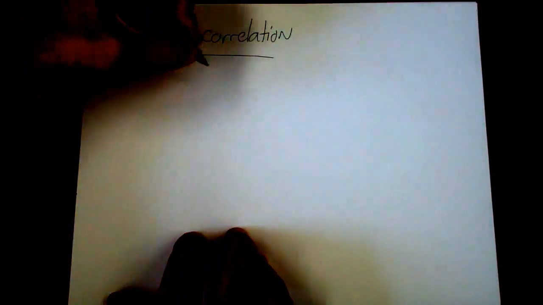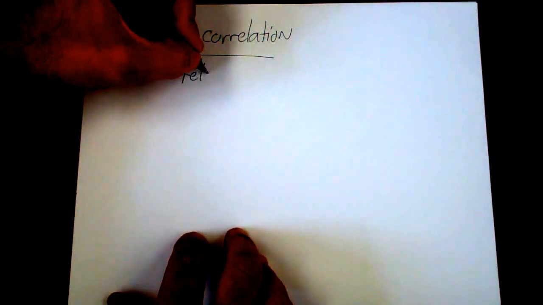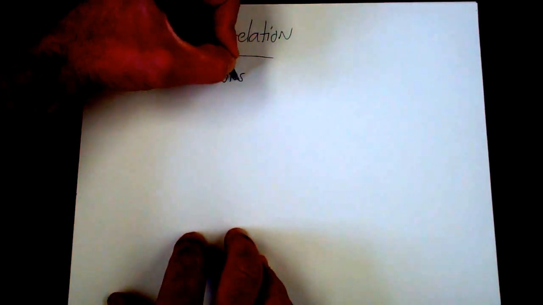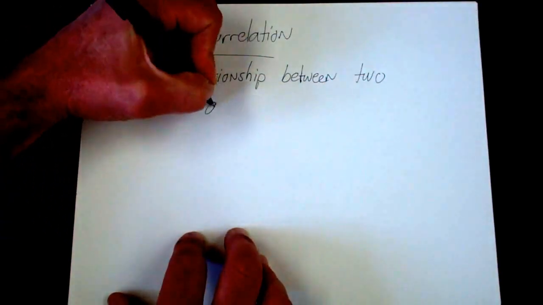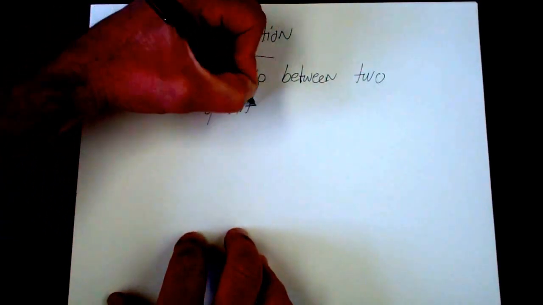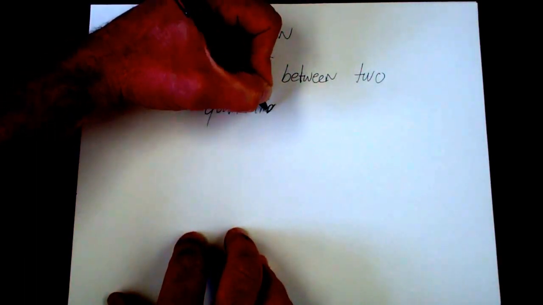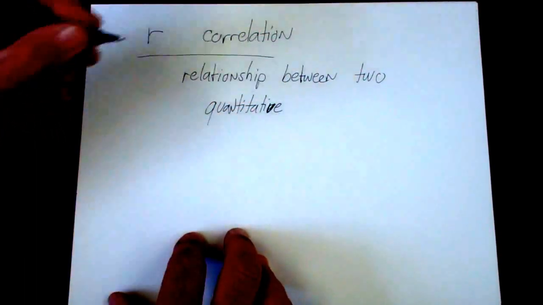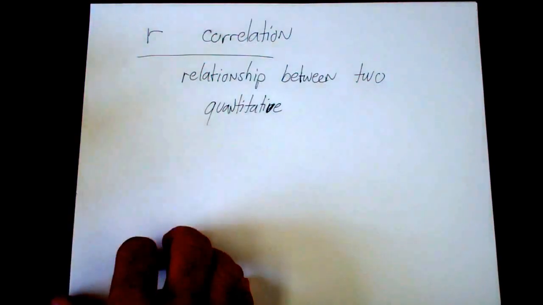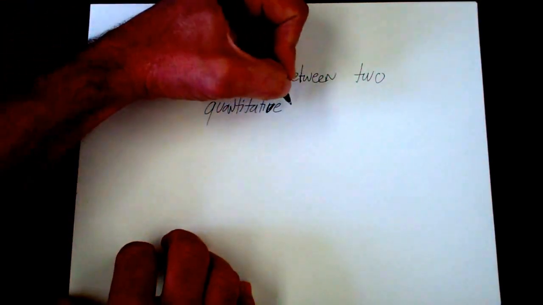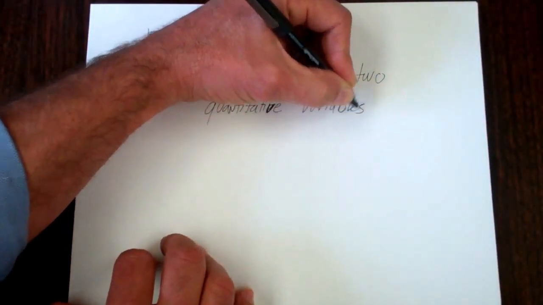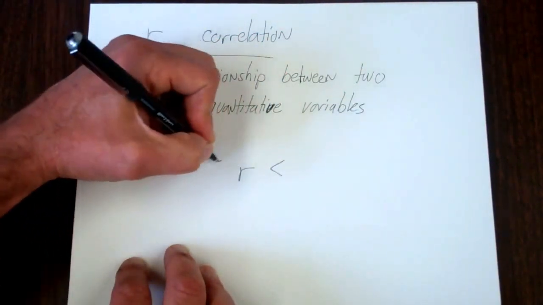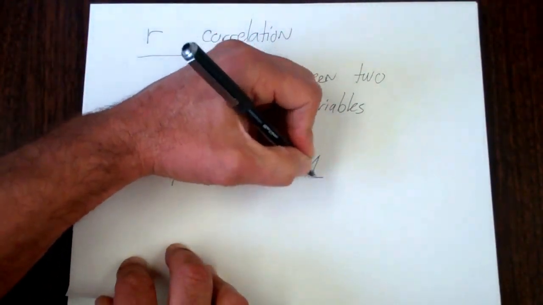And correlation talks about the relationship between two quantitative variables. And that's important, that they're both quantitative variables. There are similar statistics between variables when they're not quantitative, but it's not correlation. So quantitative variables, and we're going to measure it by R. And R is always going to take a value between -1 and 1.